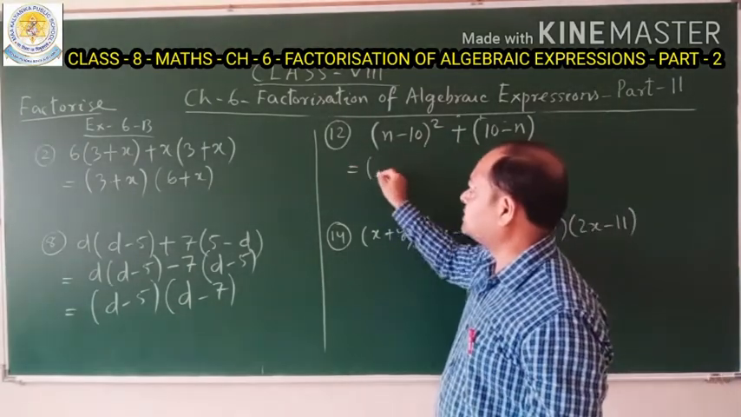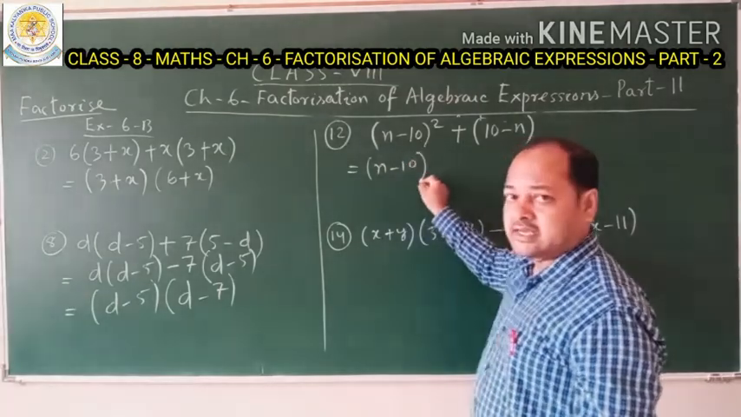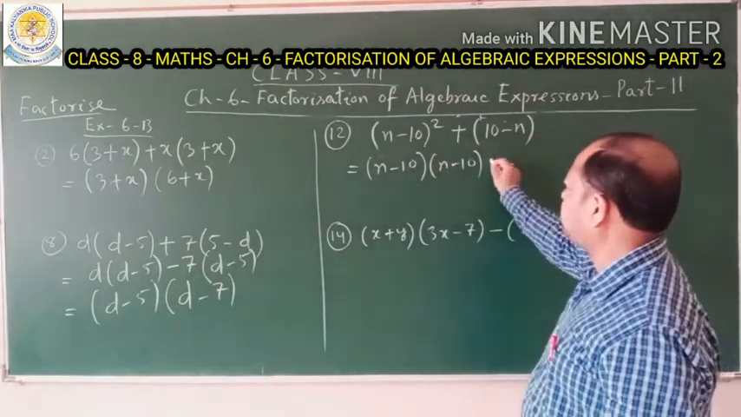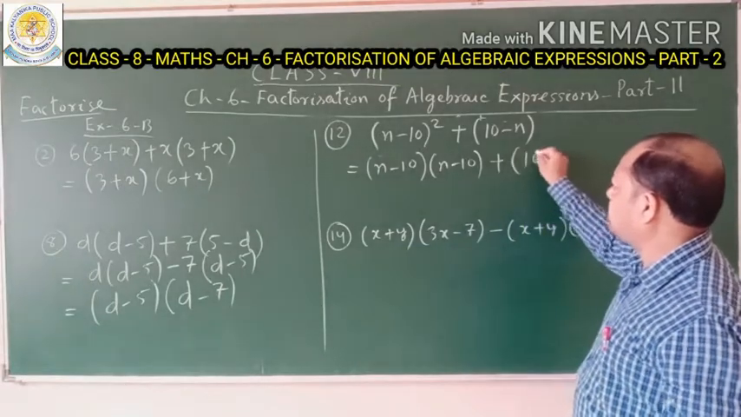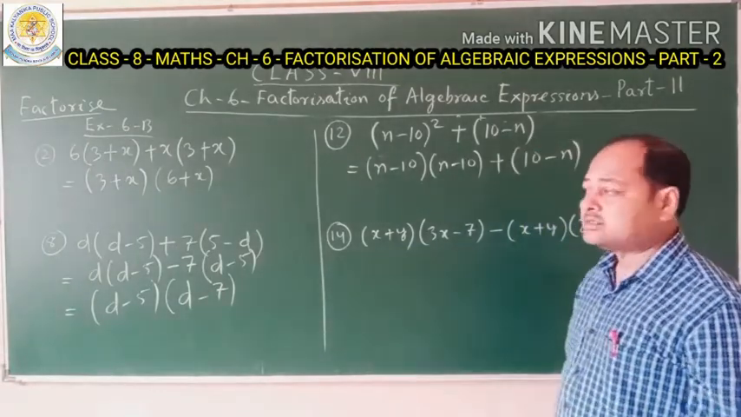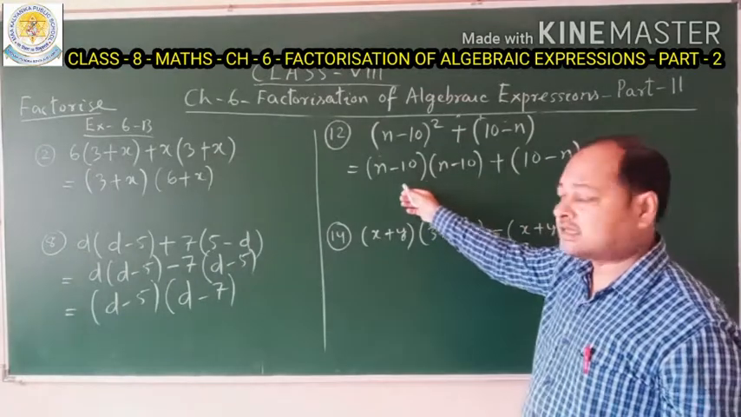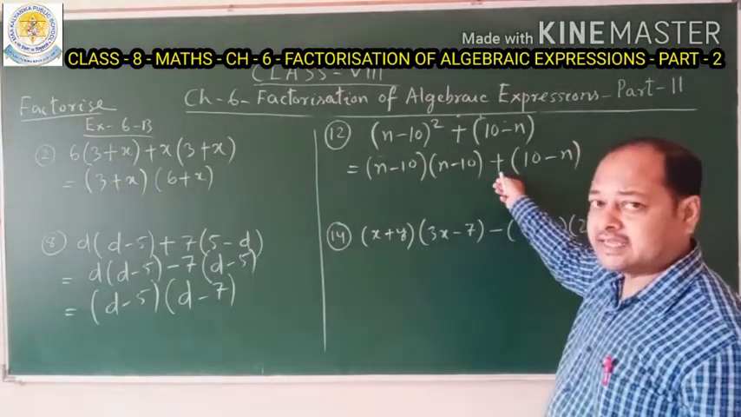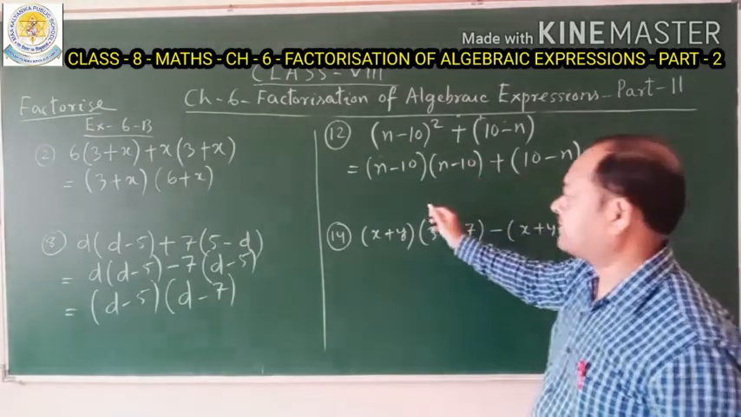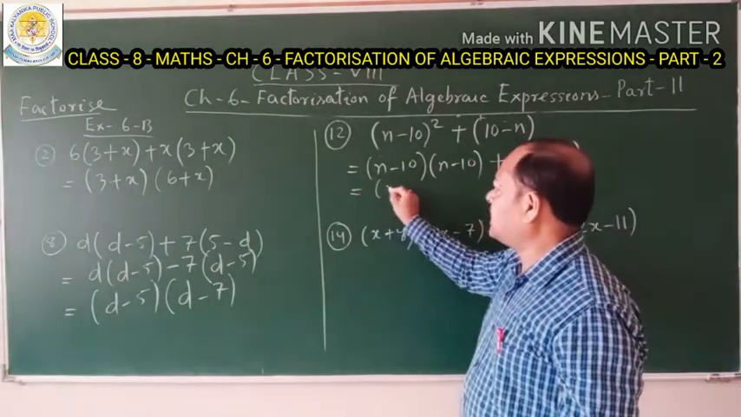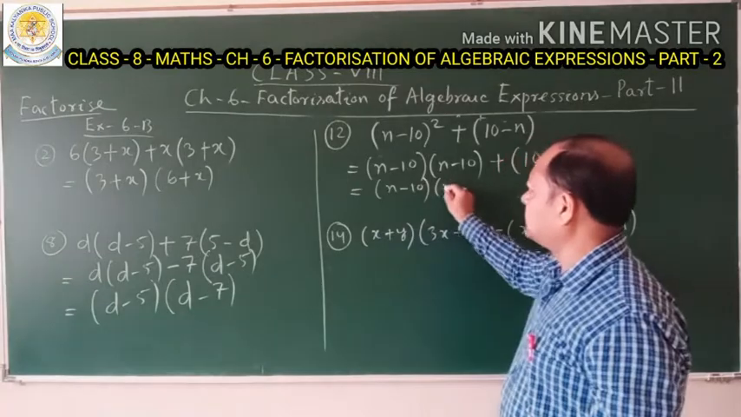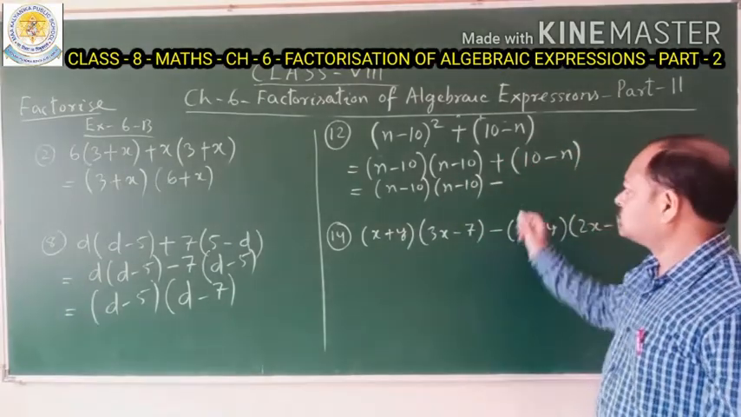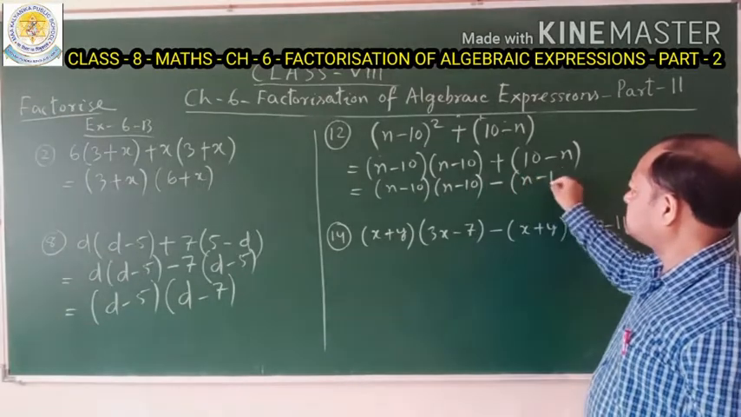Likewise, you can write this one, n minus 10 into n minus 10, and plus 10 minus n. Here you see that this is n minus 10, but here it is 10 minus n. So we have to change the sign here so that it becomes common. Equal to n minus 10 into n minus 10. Change the sign here, minus. So you can write this one n minus 10.